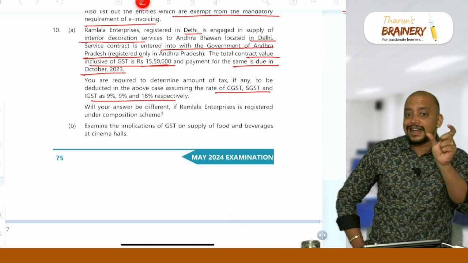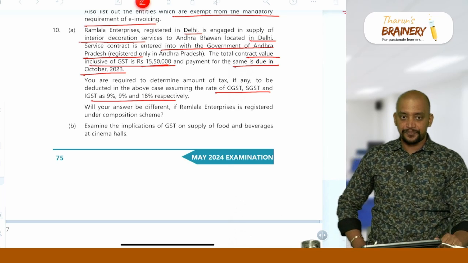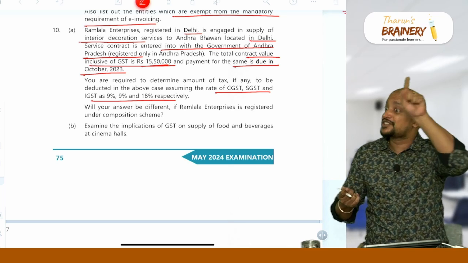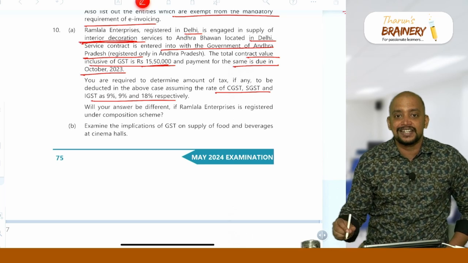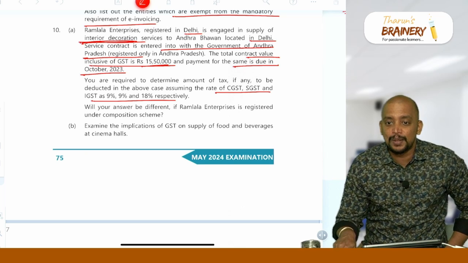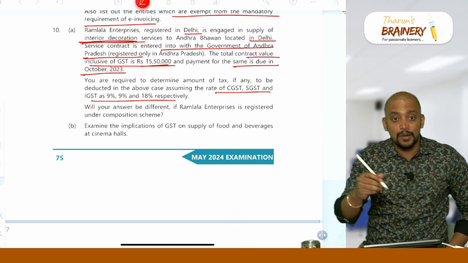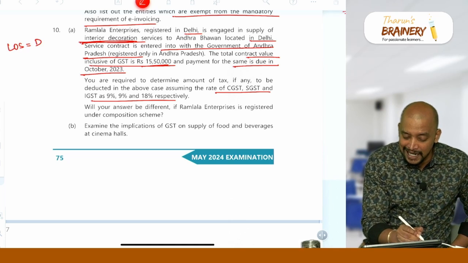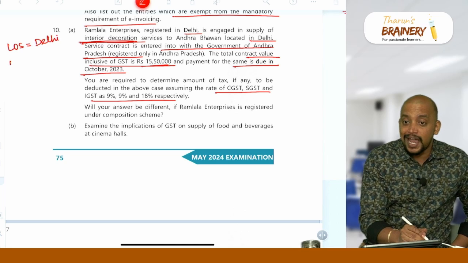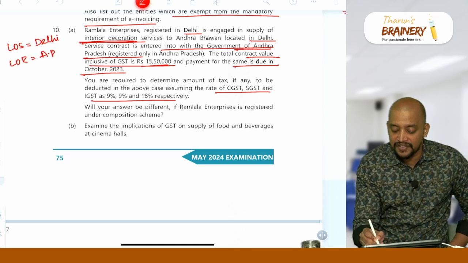It should be an intra-state supply, and if the recipient is in the other state, TDS is not applicable. Now we need to connect this with place of supply. In case of interior decoration services, service in relation to immobile property, what will be the place of supply? Location of immobile property. So see, location of supplier will be Delhi, location of recipient is Andhra Pradesh because it is Government of Andhra Pradesh.